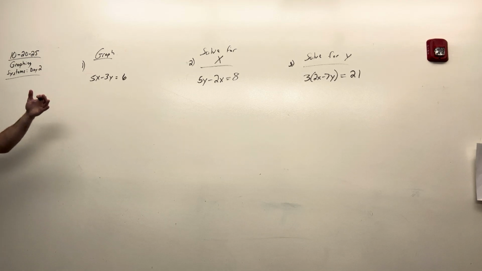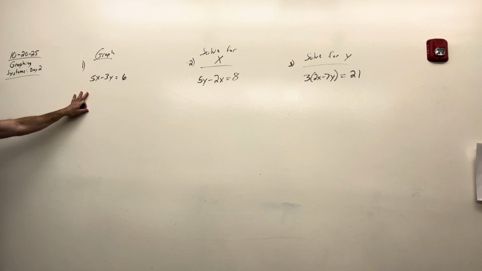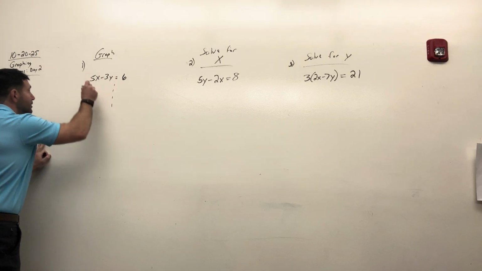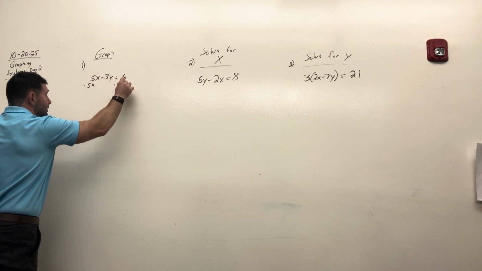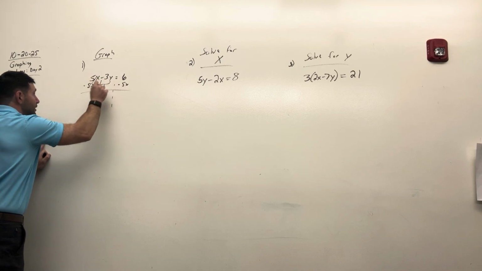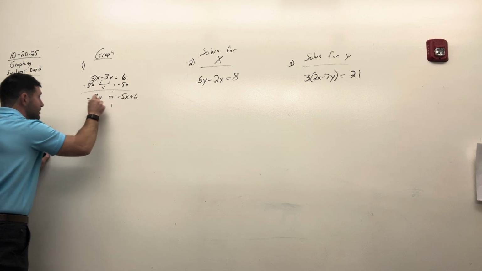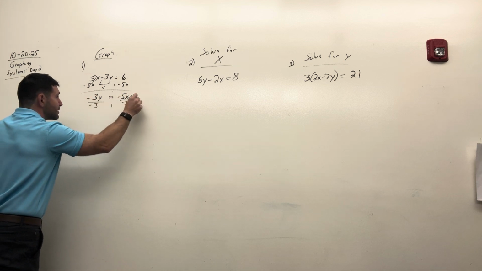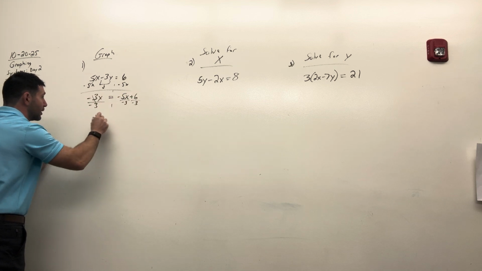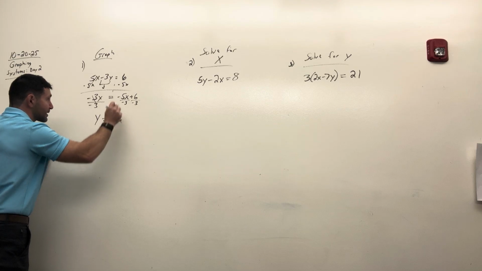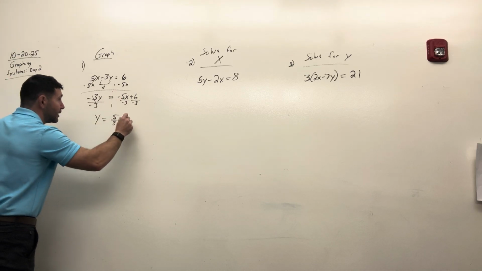When I say you'll need to know how to do this, is this in slope-intercept form? No, because we need what by itself? Y. So I subtract 5x from both sides. That leaves me negative 3y equals negative 5x plus 6. I divide both sides by negative 3. That gives me y equals 5/3 x, negative divided by a negative is positive, minus 2.